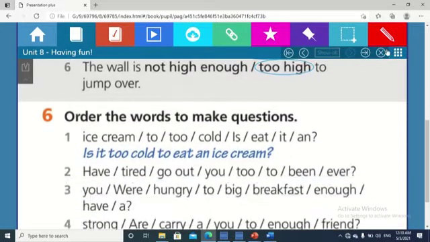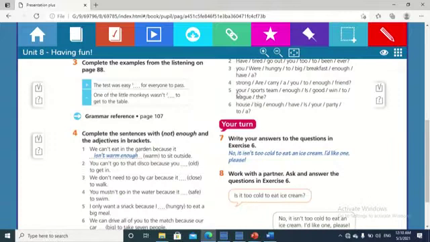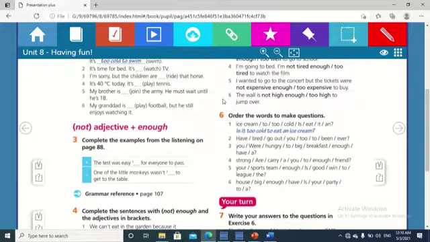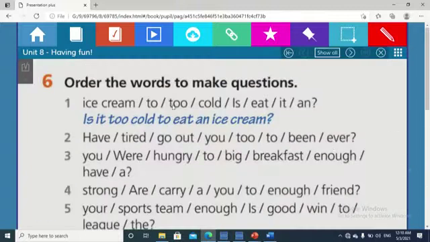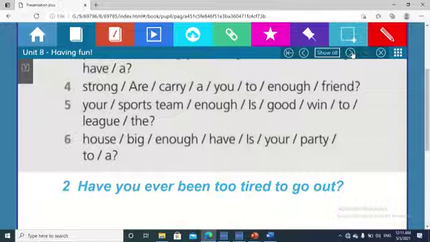Okay, what about exercise 6? Now, order the words to make questions. Ice cream too cold is eat it an. Is it too cold to eat an ice cream? Have tired go out you to be ever. So here's number 2. Have you ever been too tired to go out? Too tired to go out.